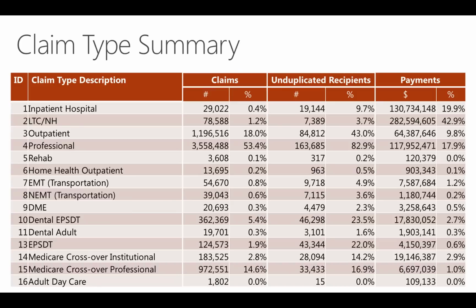The long-term care nursing homes make over $282,000 total paid by Medicaid. For the professional claim types, these are going to be the doctor's visits that occur during the year, and so they had the most number of claims, roughly 3.5 million claims submitted for these recipients. Again, a complete table is found within the data dictionary. Next slide, please.